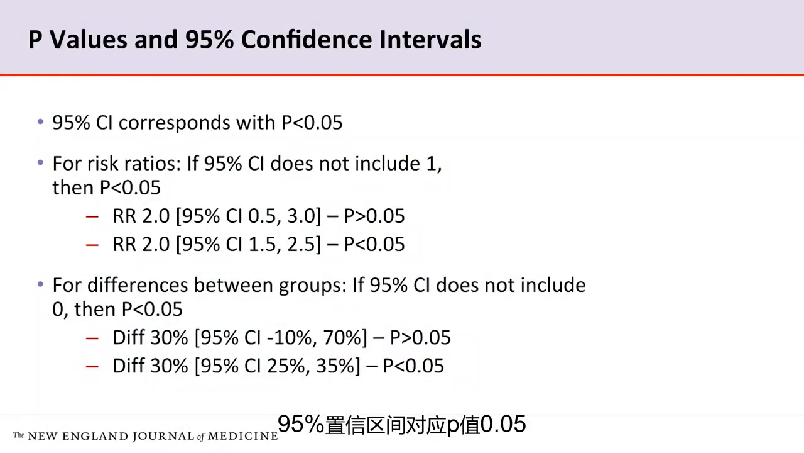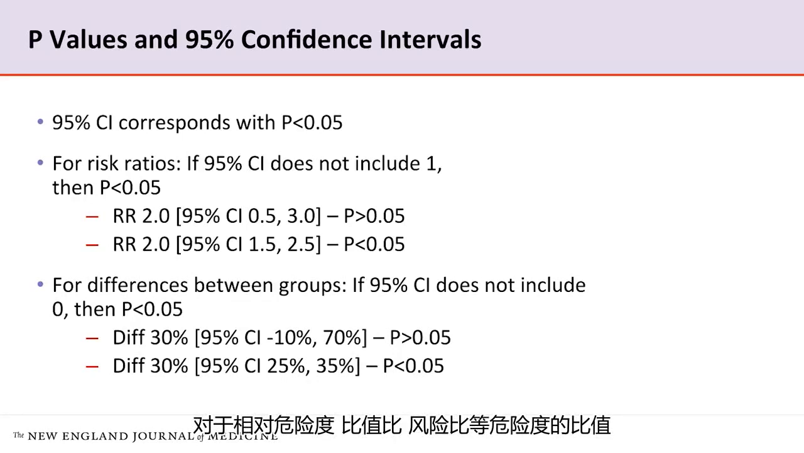Before describing an example of a positive superiority trial, given that trial results are often reported using confidence intervals, I will briefly review the relationship between p-values and confidence intervals. 95% confidence intervals correspond with p-values of 0.05. Similarly, 99% confidence intervals correspond with p-values of 0.01.